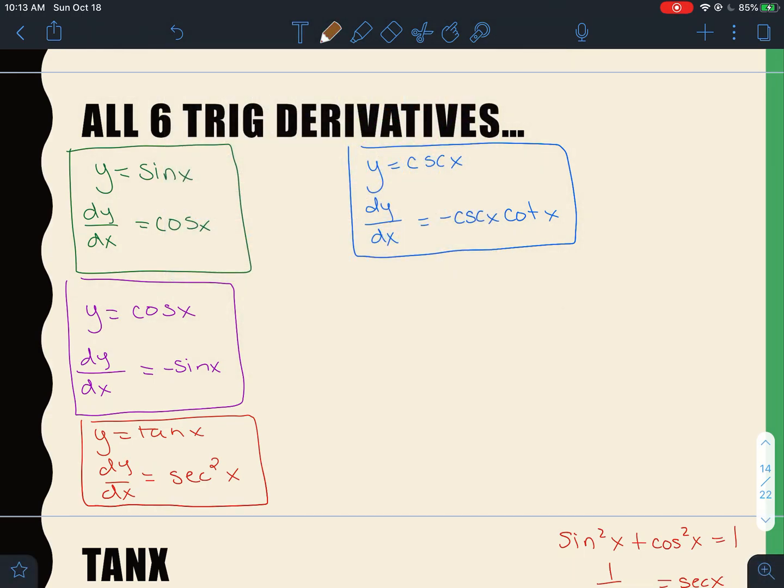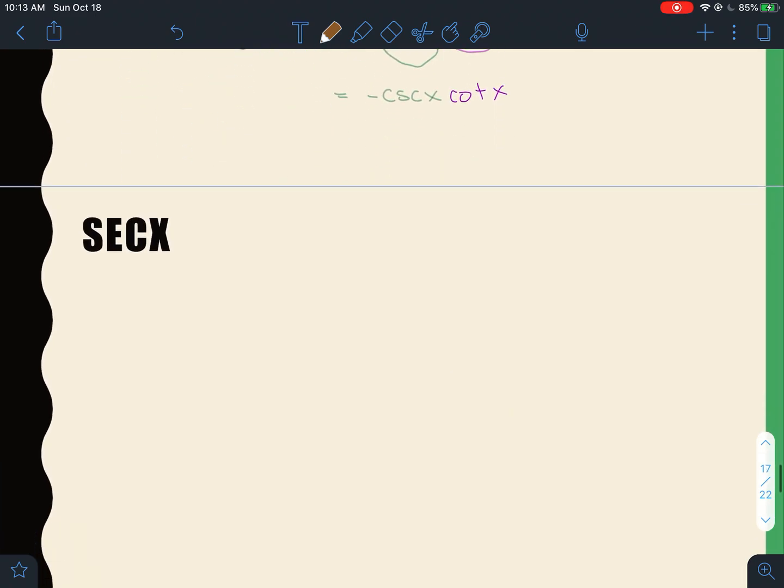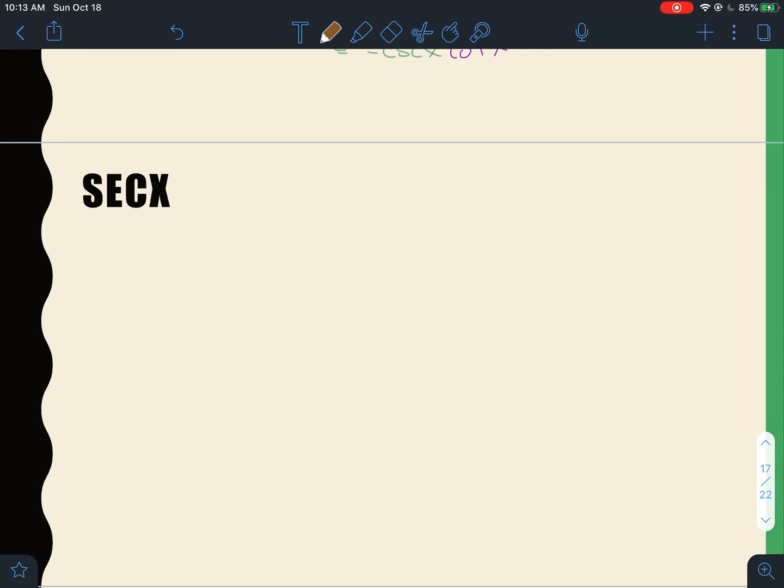All right, let's do secant x. So if y is secant x, what is the derivative of secant x? Let's go down. I don't know the derivative of secant x, but I do know that secant x is the same thing as 1 over cosine x, and I can take the derivative of 1 over cosine x by using the quotient rule.